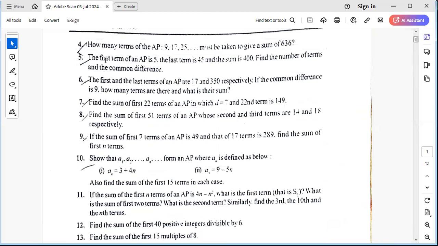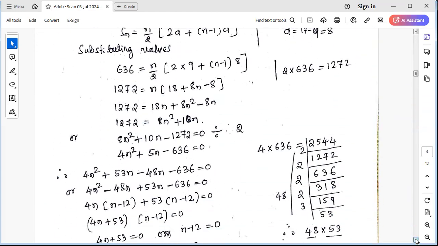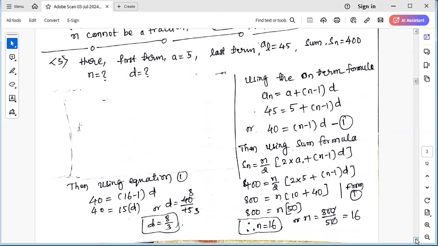So here the first term of an AP is 5. The last term is 45 and the sum is 400. Find the number of terms and the common difference. So this is the problem. Fifth problem. Let us see what is the solution of that.